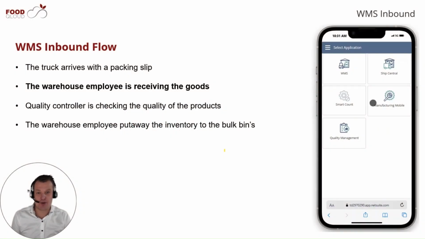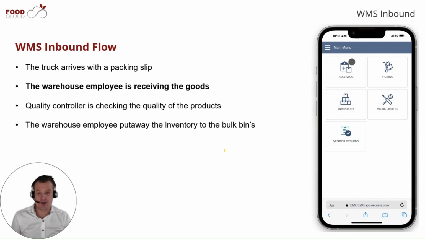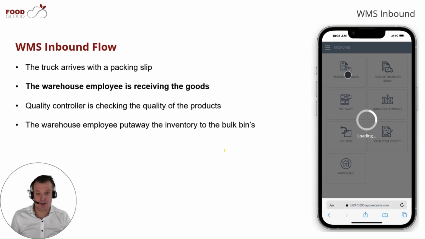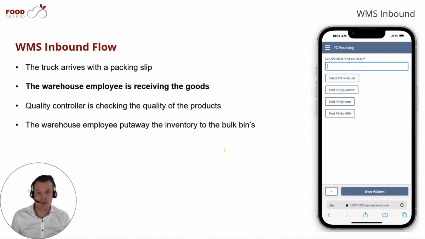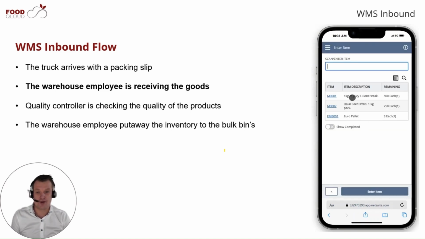I'm now the warehouse employee who wants to receive a purchase order. So you go to WMS. The warehouse is automatically selected. We're going to go to receiving of a purchase order. You can scan the purchase order. You can also select the purchase order from a list or from a vendor. But for now, we're going to scan the purchase order number.